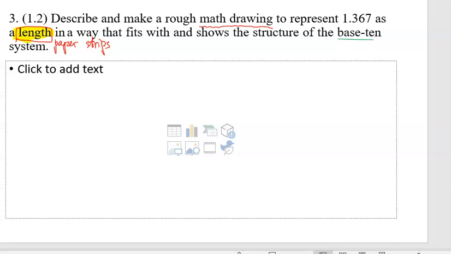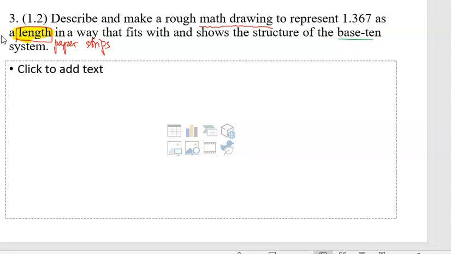In this problem, we're going to use math drawing to represent a decimal. Notice that there are two things we can do to represent a decimal number. We can use paper strips, or you can use bundled objects. But here they did specify we have to represent this number as the lengths, which means how long the paper strip is. And that fits with and shows the structure of the base 10 system.